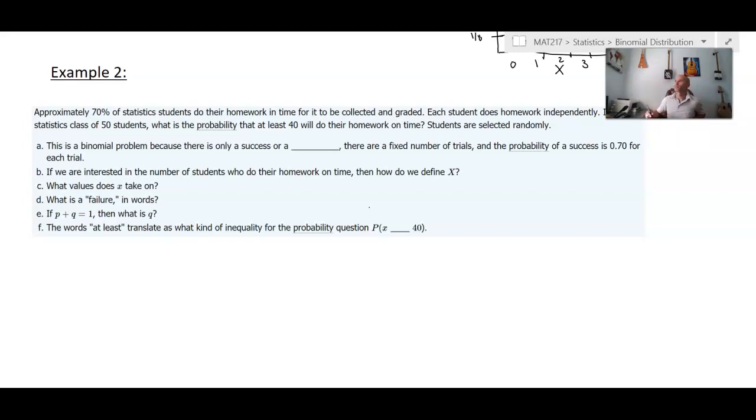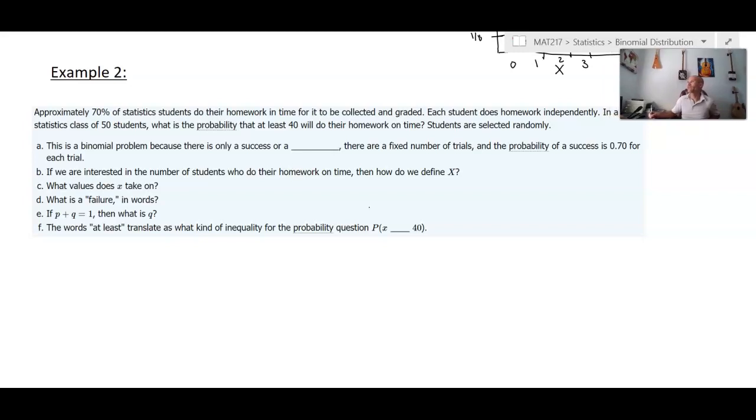Approximately 70% of statistics students do their homework in time for it to be collected and graded. Each student does homework independently. So we're already seeing that there's a probability of success here of 70%, in this case doing homework, and it kind of is a success, right? And then 30% fail to do the homework. So it's literally success and failure, but it doesn't always have to be that way. Each student does homework independently, so every student is independent of the other. In a statistics class of 50 students, what is the probability that at least 40 will do their homework on time? Students are selected randomly.